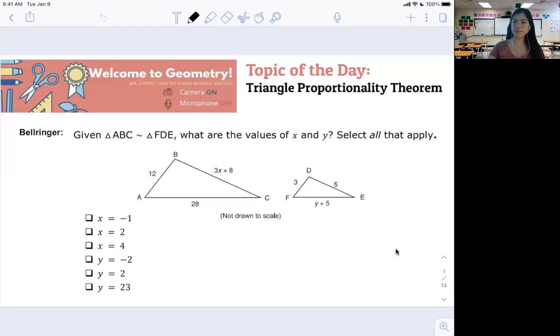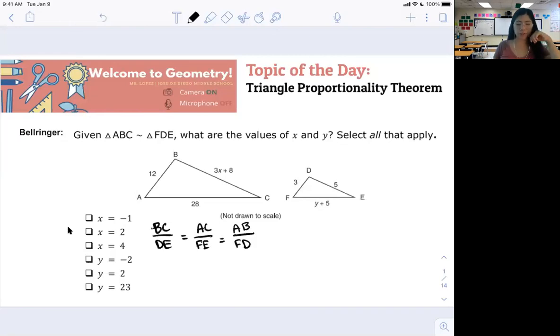Proportion I can write down. Like the sides or just the numbers? Let's start with just naming the sides, and then we'll put in the values. Okay. Wait. I don't know which. I'm gonna say BC over DE. Mm-hmm. AC over FE, and then AB over FD. Good.